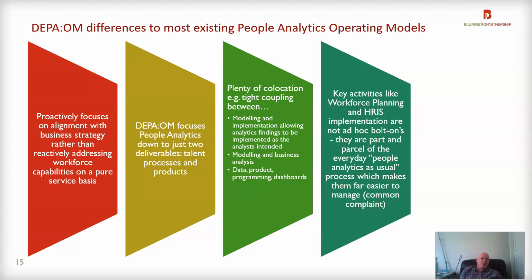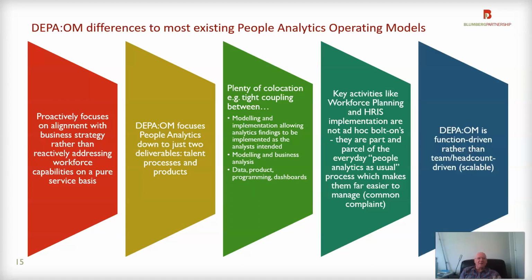Key activities like workforce planning are normally seen as quite separate to people analytics, and so is HRIS implementation. So if you say, who's implementing Workday or SuccessFactors or Vizier or Oracle or what have you, they're normally done by a team over there. That simply isn't the case with Deeper Oem. They are key to the whole people analytics function, and they fit right into that model. So workforce planning and HRIS implementation are not ad hoc bolt-ons. They are part and parcel of everyday analytics.